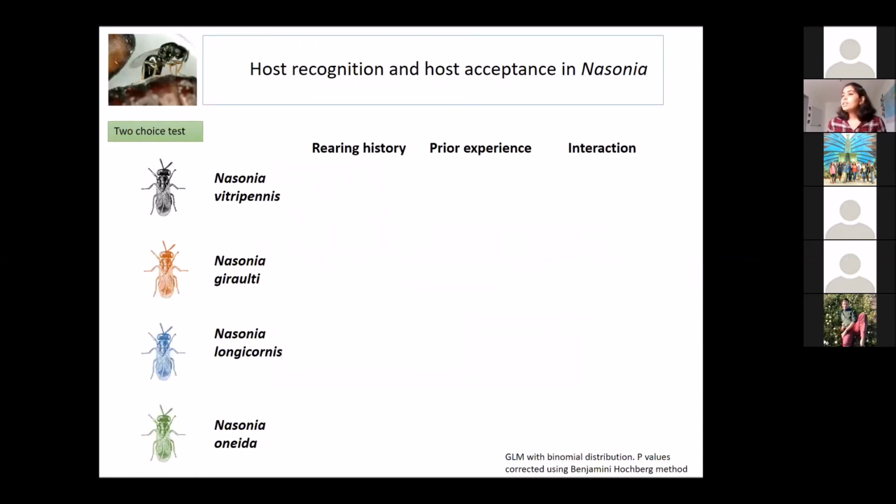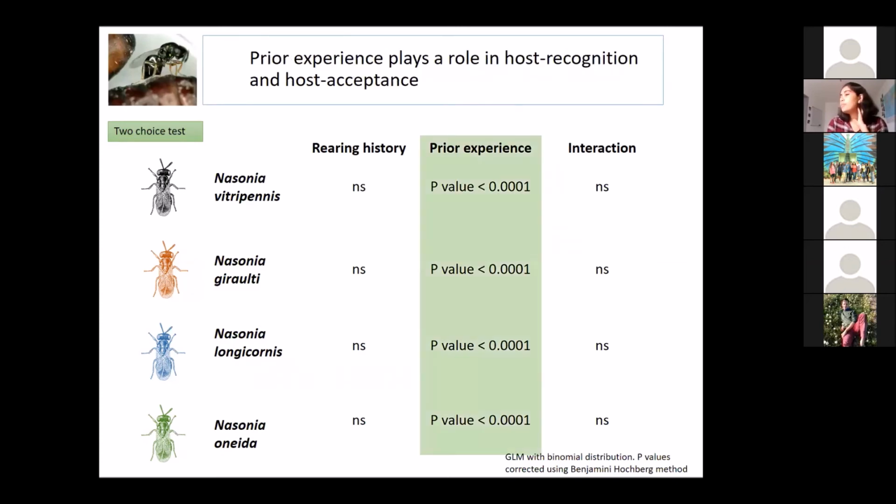Yeah, and then again, I want to focus on these factors that I've been talking about, rearing history and prior experience, but I also want to include here the interaction between these two environmental factors on their effect on host recognition and host acceptance. So I did a GLM to see which of the factors has an effect on their host recognition and host acceptance. As you could see here, only prior experience showed a significant effect on host recognition and host acceptance.